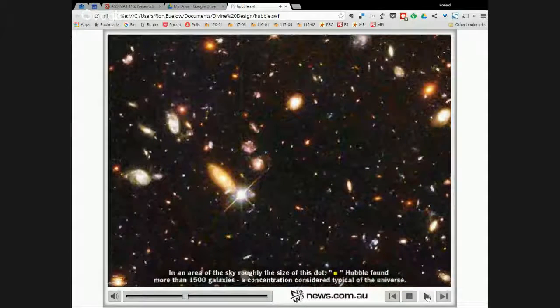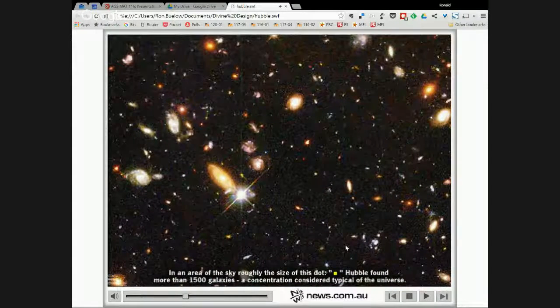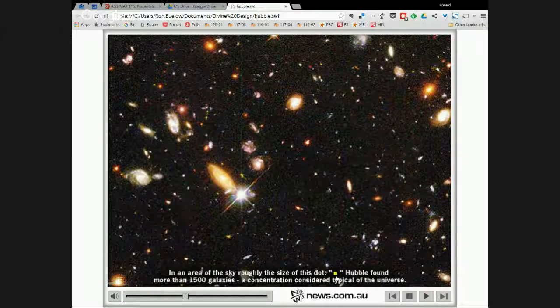I wanted to draw your attention to the very bottom of the screen. I don't know if you can tell. Right in the words, there's this little square dot that's yellow. And it says, in an area of the sky roughly the size of this dot, Hubble found more than 1,500 galaxies, a concentration considered typical of the universe.